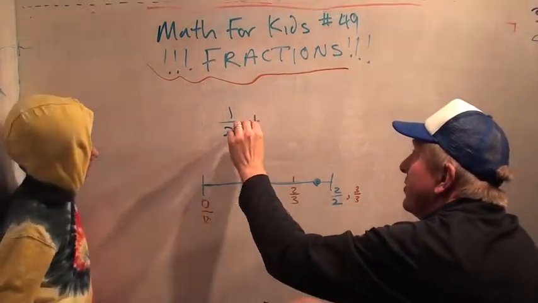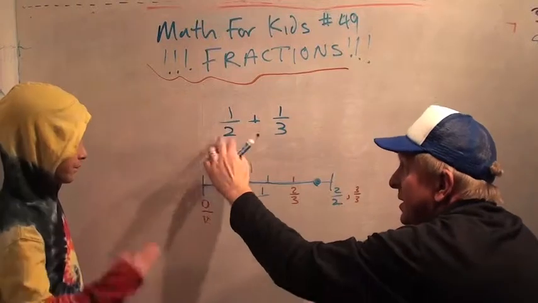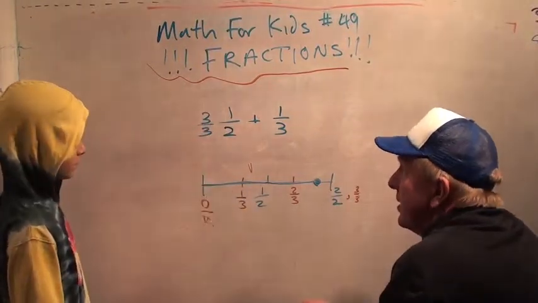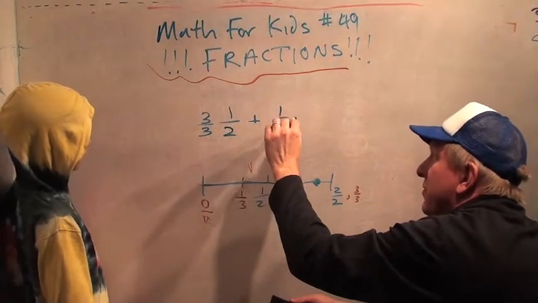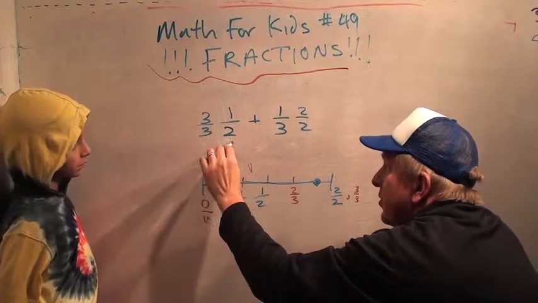Could be. 1/2 plus 1/3. So we multiply this one. We're trying to get the denominators the same. So we multiply by a funny form of 1, 3 over 3. And we multiply this one by a funny form of 1, 2 over 2. We take that denominator. And now we get 3/6.